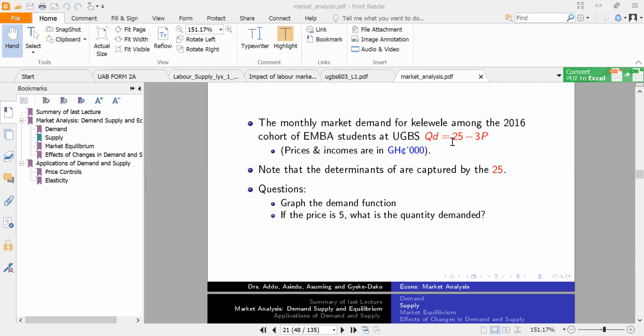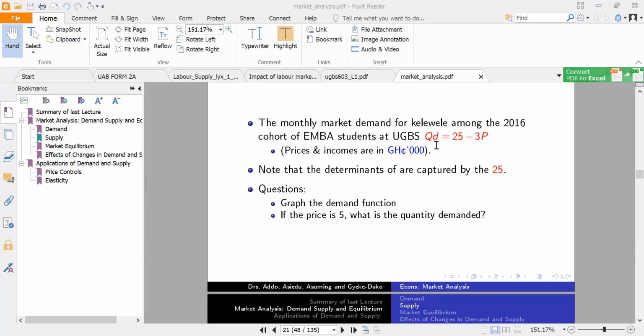8.33. Yeah. So how do you get that? You set the quantity demanded to be 0, and then you look for the price at which it will give you quantity 0.